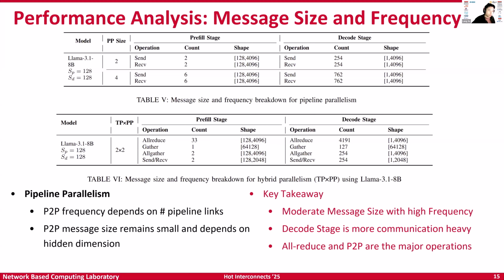The key takeaway when we look at the actual frequency and message size of these metrics for these parallelisms is that for tensor parallel, hybrid, and pipeline, we see a really high frequency of moderate message sizes. It is not tens of gigabytes of AllReduce like in pre-training; we are still doing small to moderate message sizes. The decode stage is more communication heavy, with a lot of high-burst, small-message communications. AllReduce and point-to-point are the major operations that we care about when doing inference.